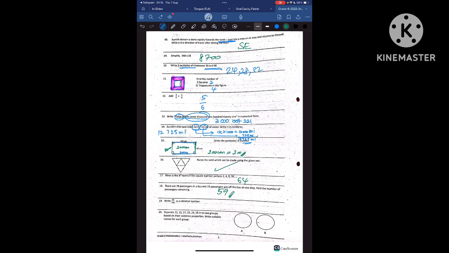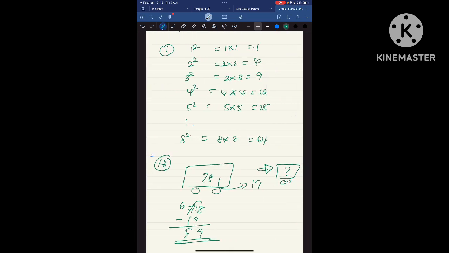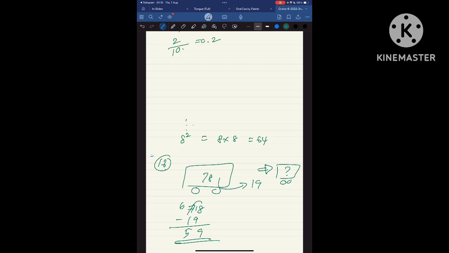Then write 42 over 100 in decimal number, which is 0.42. Very easy. How did I do that? I will give you 2 examples, and that is it. 2 over 10 means 0.2. Same way, 2 over 100 means 0.02.